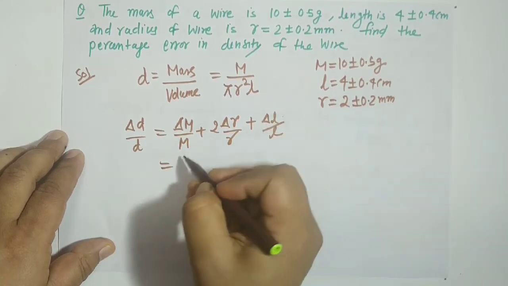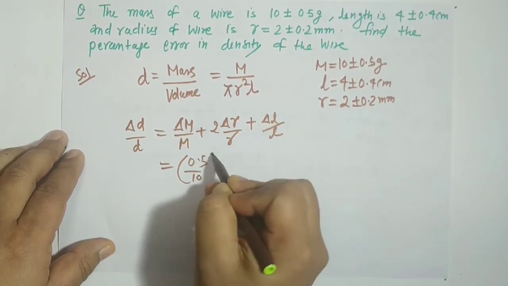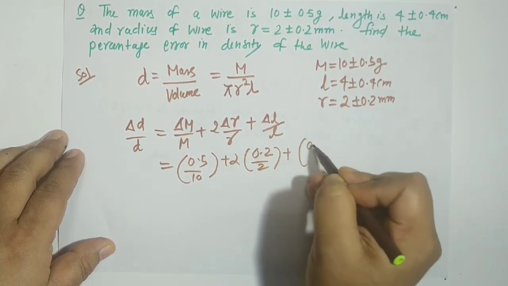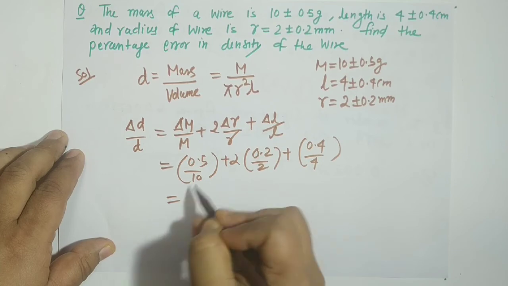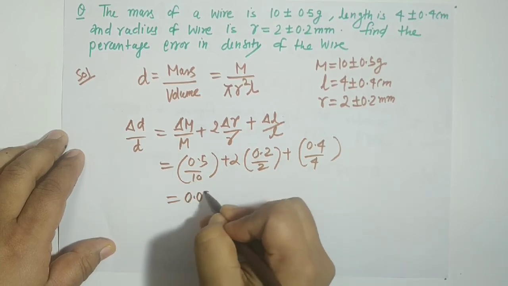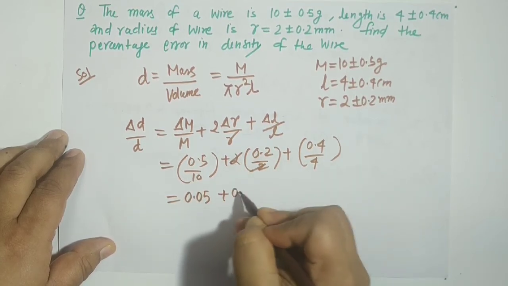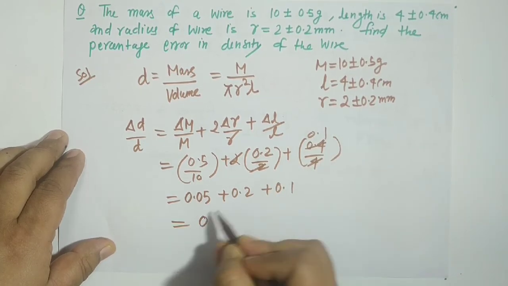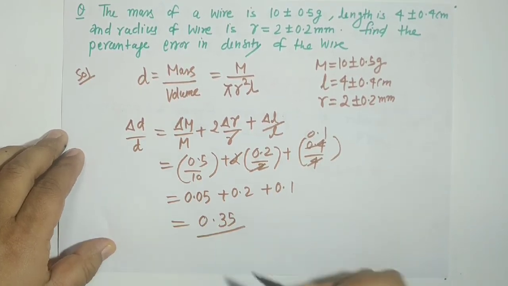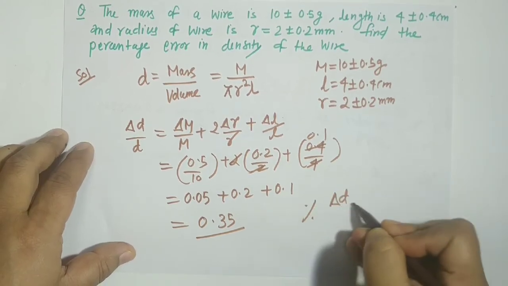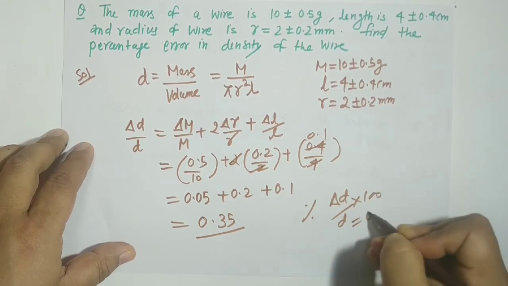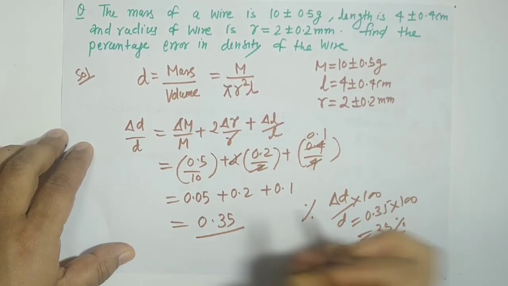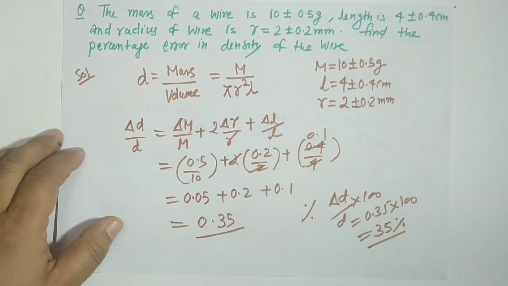So you calculate delta m, 0.5 by 10, then plus 2 delta r, that is 0.2 by 2, and delta l is 0.4 by 4. So I think this makes it 0.05, the 2 will cancel out, it is 0.2, and then this is 0.1. So what you get is, add them, 0.35. So 0.35 is the relative error. If you multiply by 100, then 0.35 into 100, it makes 35%. So 35% is the error in this quantity.